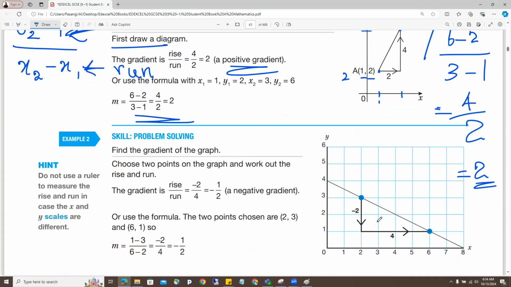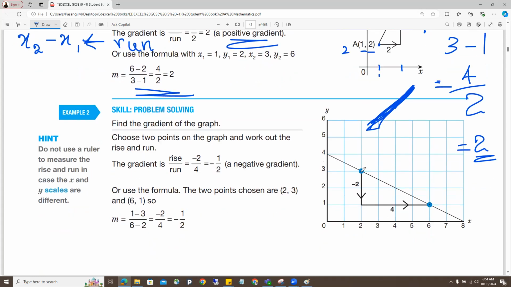For example 2, the line goes the other way. Earlier the line we had was from this side, but now we have the line on the other side. Here what do we have? The same thing again. Here this point, it is 2, 3. Here the x coordinate is 2, not minus 2, it is 2, and the y coordinate is 3. And here we have 6 and 1, so the x coordinate is 6 and the y coordinate is 1.